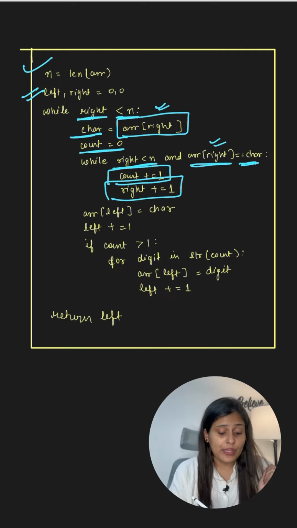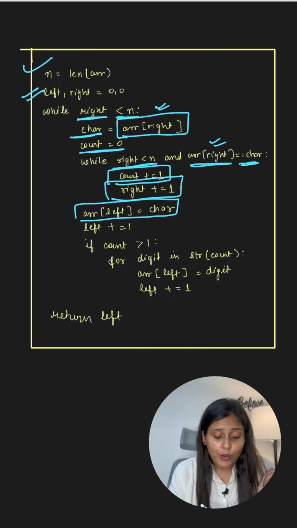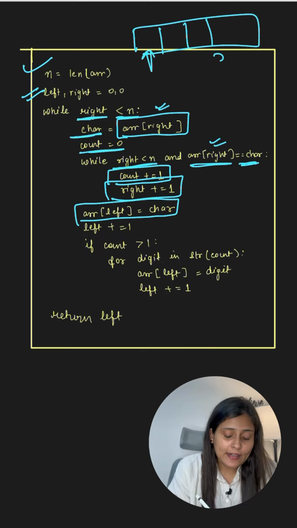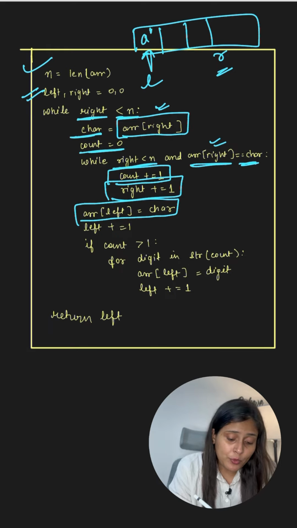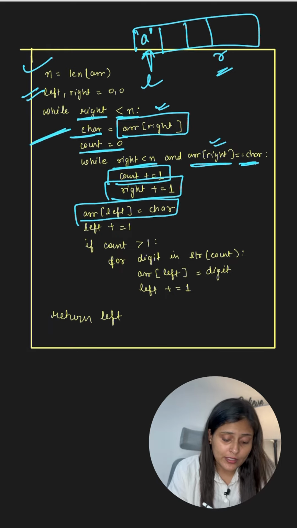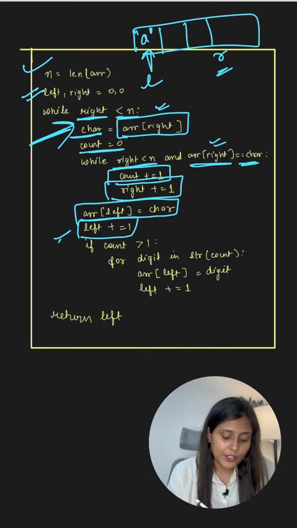Once your condition fails, you take the left pointer, which was at 0, and the right pointer, let's suppose somewhere here. What you will do here in the left is put the character which you have stored, and now you will increment your left pointer.